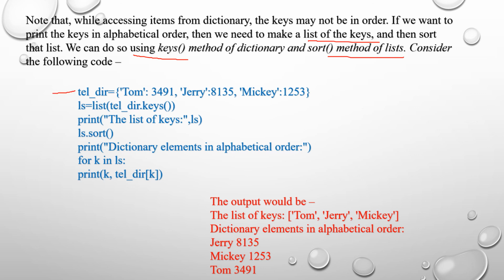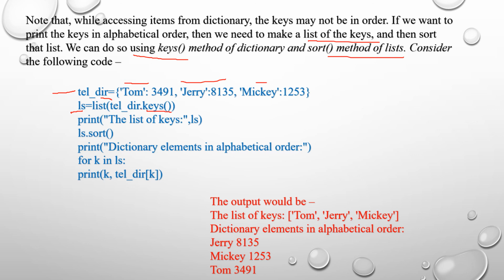So this is my dictionary, and the dictionary items are Tom, Jerry and Mickey. Here I am going to convert this dictionary into a list. I name it ls, equal to list of the dictionary name tell_dir, using the keys method, the keys function. After that I am going to print the list of keys, ls. So this will print the keys Tom, Jerry and Mickey.